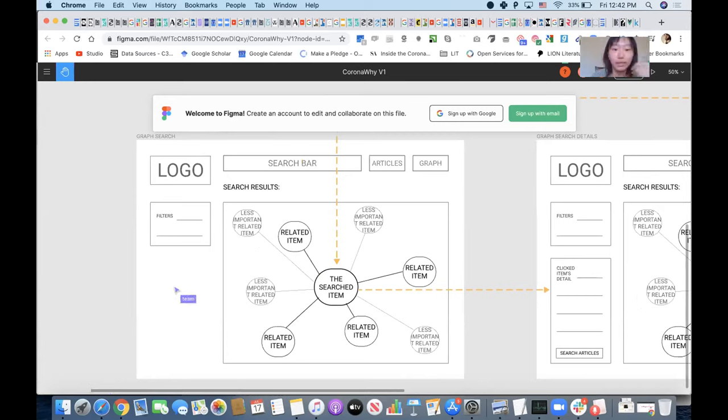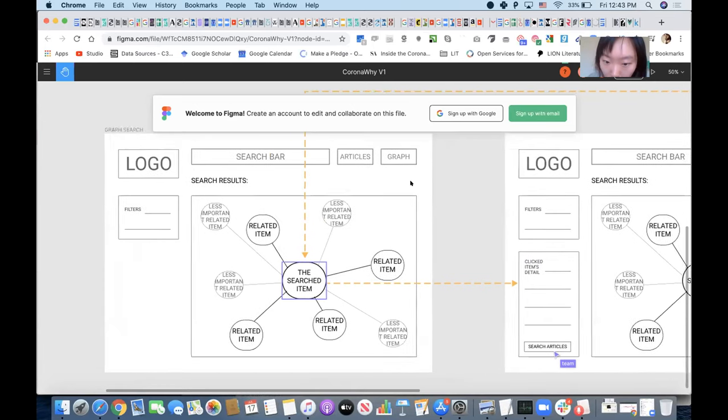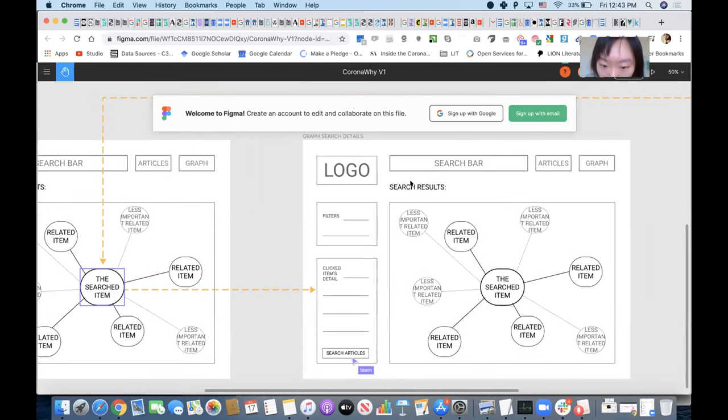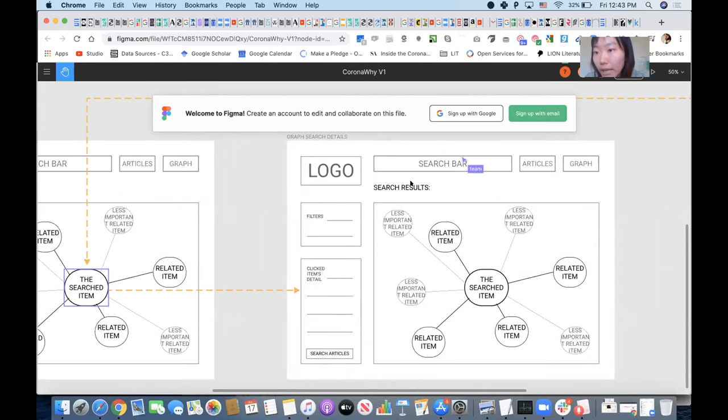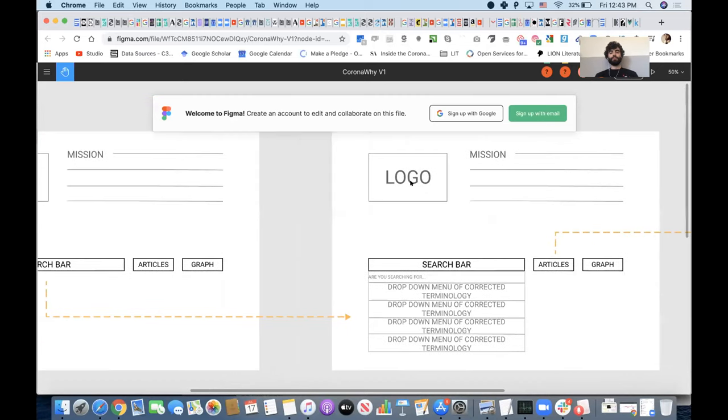And this is an interface more like the Lion project that shows the maps of all these relations of the terminologies. For example, you click on this terminology and then there is an introduction of this terminology. And from there, you can click on search articles, which can lead you back to the article search. So these two are kind of connected.